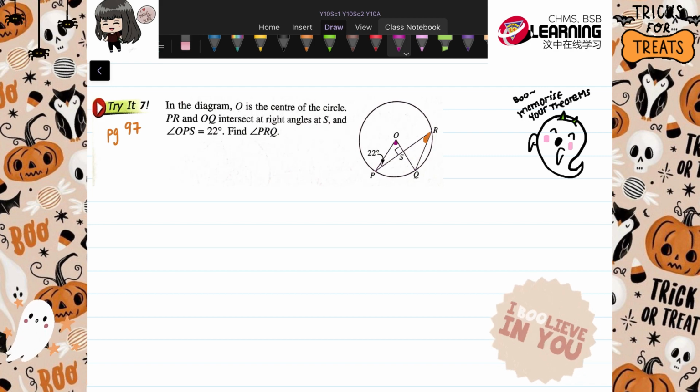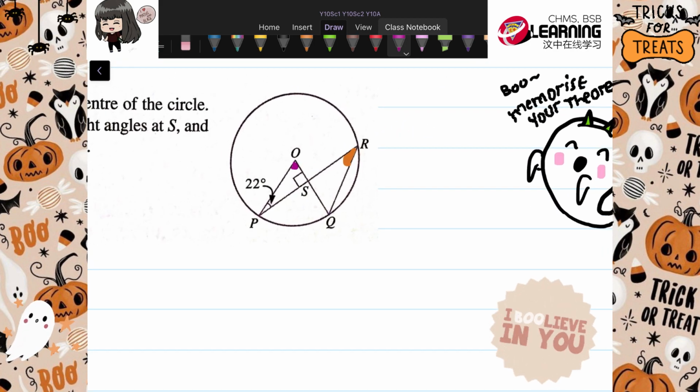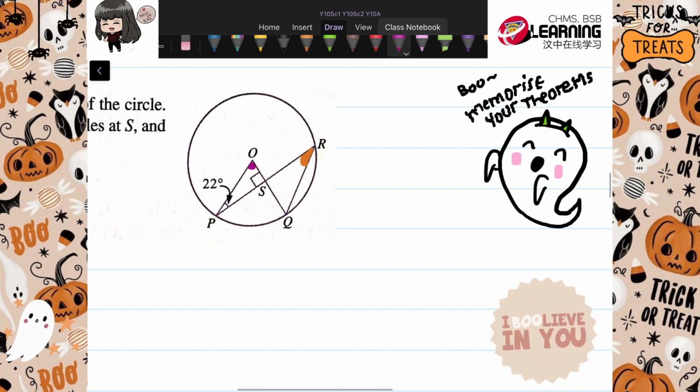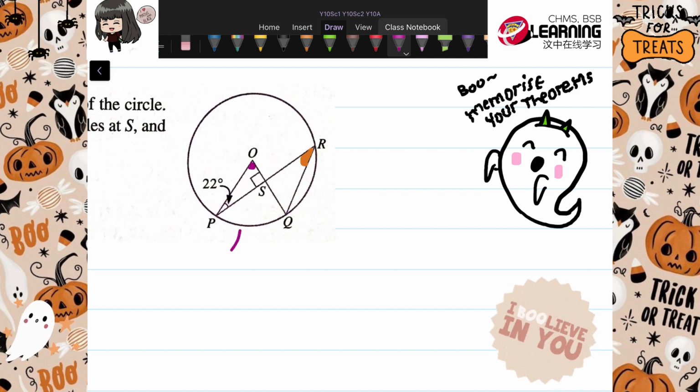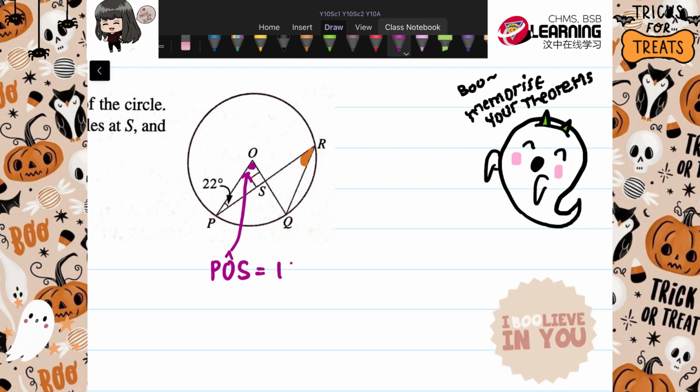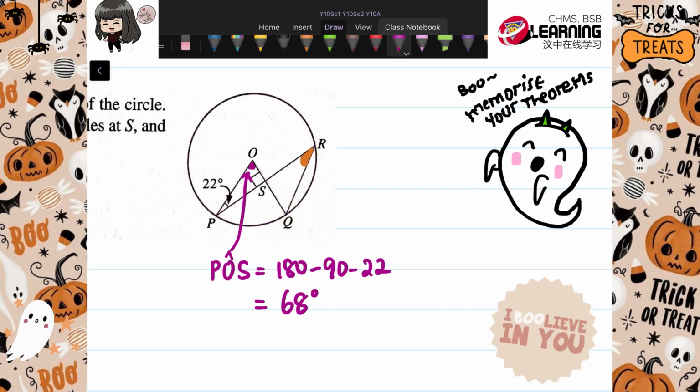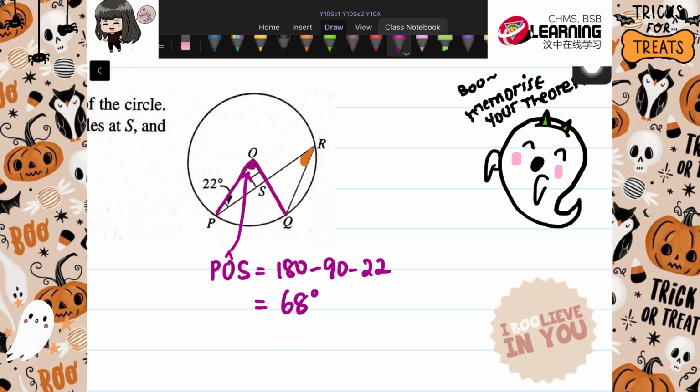We can find this angle first. Let me zoom in. This is a triangle, triangle POS. You can find this angle here. This angle, angle POS, is equal to 180 minus 90 minus 22, isn't it? After you minus, you will get 68 degrees. And this angle, 68 degrees, is the angle at the center. This is the angle at the center.